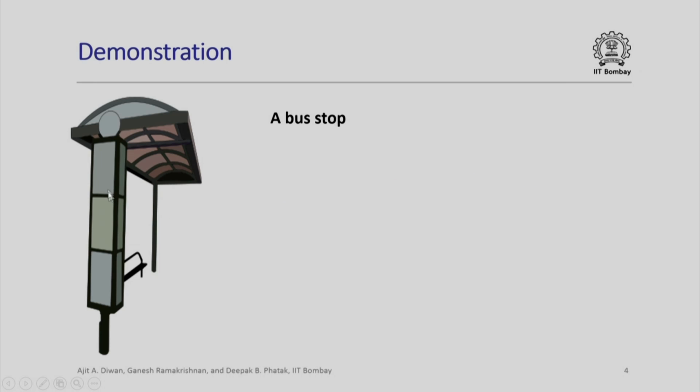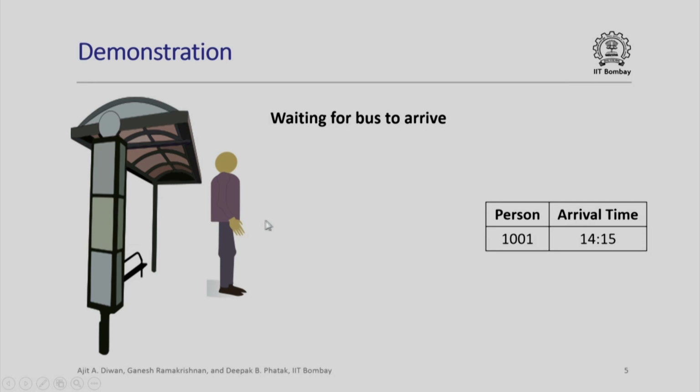Here is a sample bus stop. People will come and the buses will come from this side. So here is the first person who comes in. We arbitrarily assign a tag to that person, say 1001, and arbitrarily assign an arrival time, let us say 14:15. Please note that in real life when we simulate a bus queue, we will have to generate this number randomly. We shall speak about it in a practice problem later.